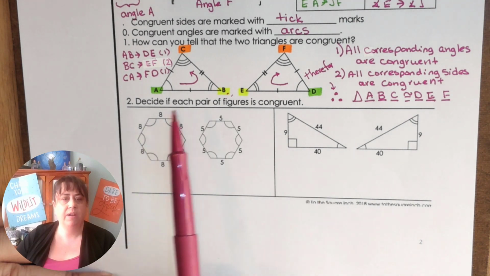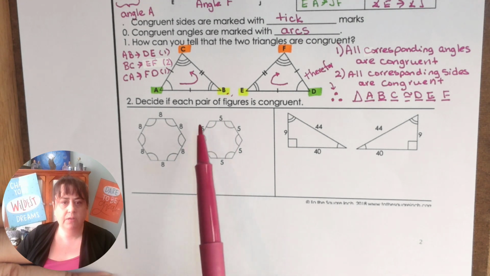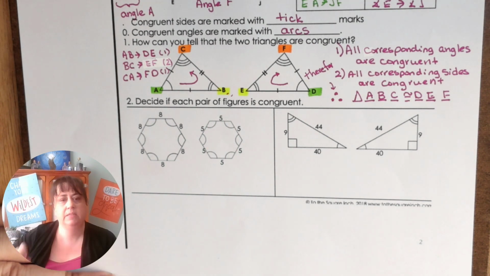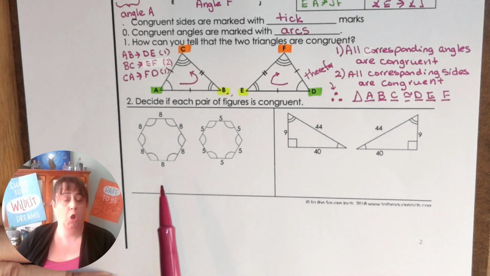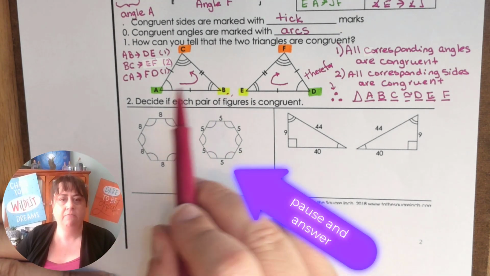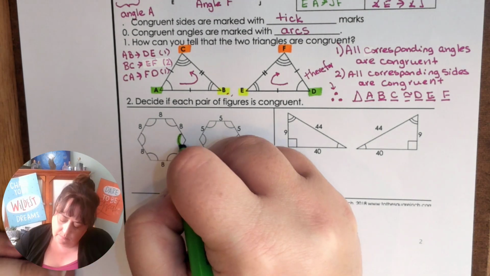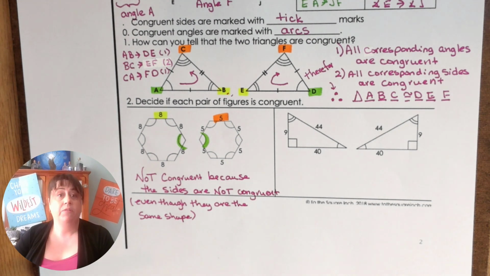Okay, let's look at this figure right here. Are all of the angles congruent? That's rule number 1. Yes. Are all of the sides congruent? Nope. So this cannot be congruent. So I'd like you to write that in on your own. So we were okay here. We are not okay there. So even though they are the same shape, they are not congruent because the sides are not congruent.